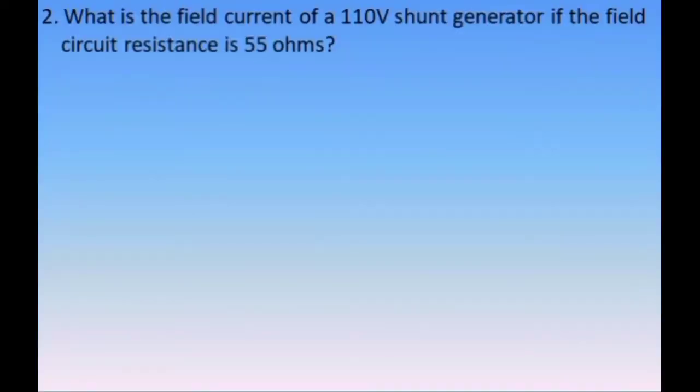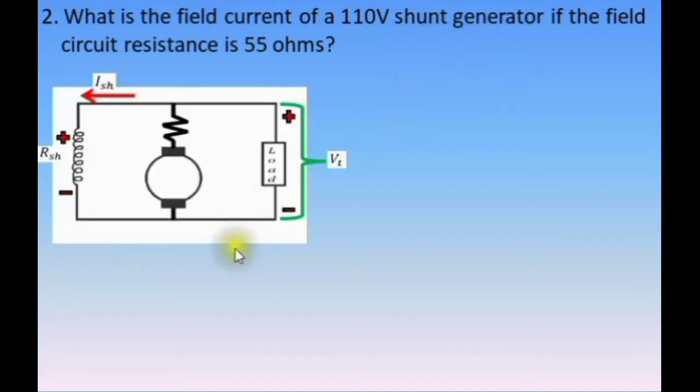Next, problem number 2. What is the field current of a 110 volt shunt generator if the field circuit resistance is 55 ohms? Again, we have a shunt generator, so we already have the idea of what the circuit is. It says 110 volt shunt generator, so therefore the terminal voltage is equal to 110 volts. The field circuit resistance is 55 ohms. And we are asked to determine the field current, that is ISH.